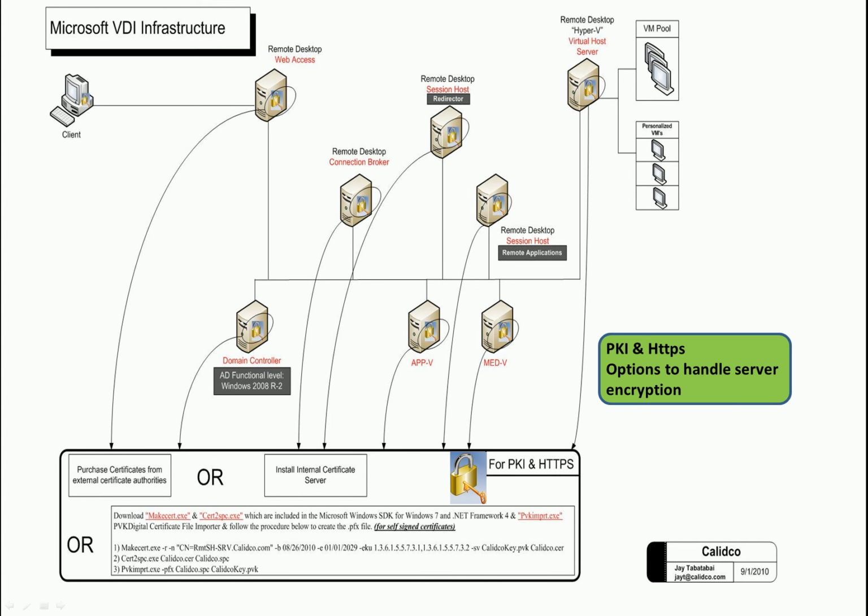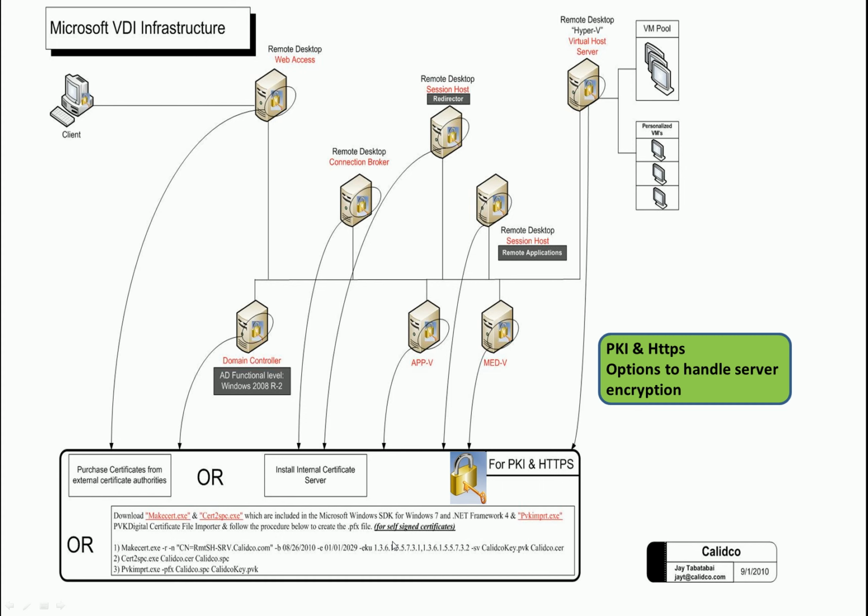Next, within the VDI infrastructure, it is important that we have PKI and SSL in place to allow these servers to talk to and communicate with each other. For the PKI and SSL infrastructure, you could either buy the certificates or install a certificate server, Active Directory integrated or standalone. Or if you're working in a lab, you could just download three utilities, makecert.exe and cert2spc.exe.